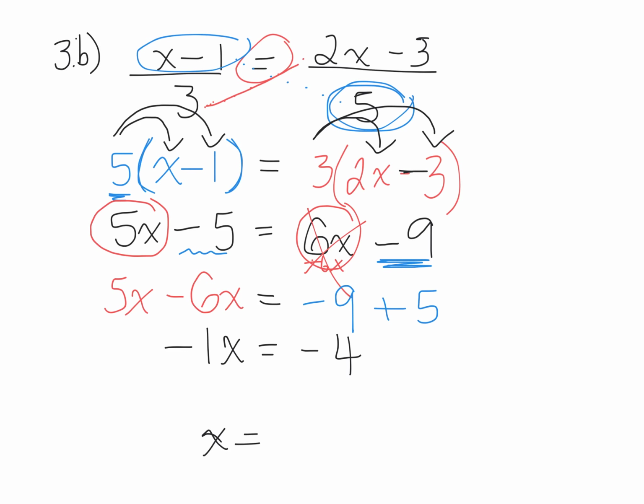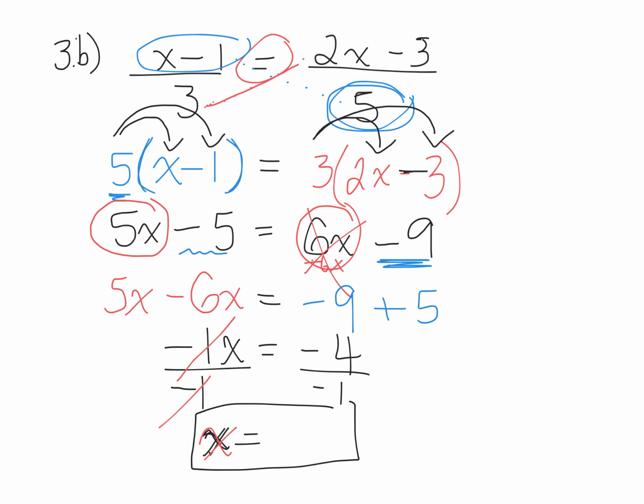But I need to know what positive x is equal to. So what do I need to get rid of? What do I need to do to isolate the x here? Divide by negative 1. Negative 1 divided by negative 1 is the same as just writing x, right? So what do I need to do to the right side? Divide by negative. So the answer is x equals 4.